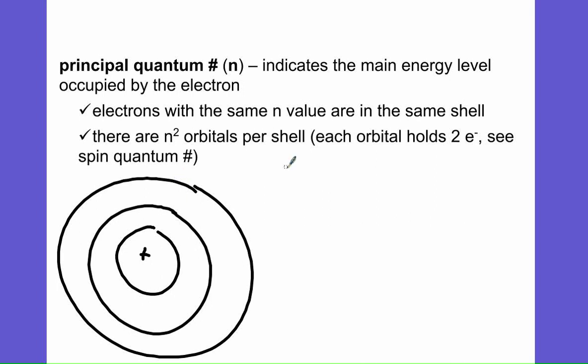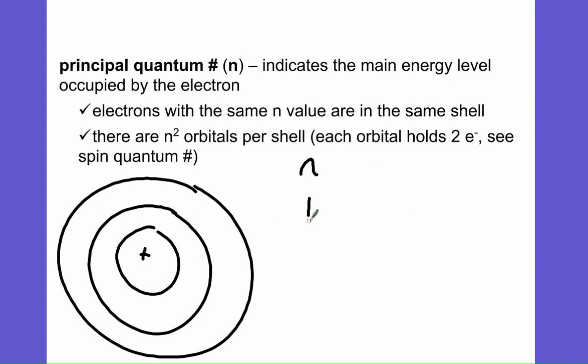So n, right, can be different values, 1, 2, 3, 4, 5, 6, 7, right? Whatever you want it to be. When n is 1, I only have one shell of electrons. I only have one energy level that I'm dealing with. That would be my first row of my periodic table, which includes hydrogen and helium, right?